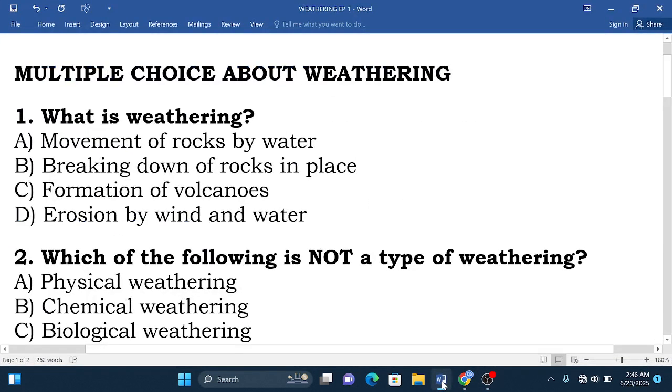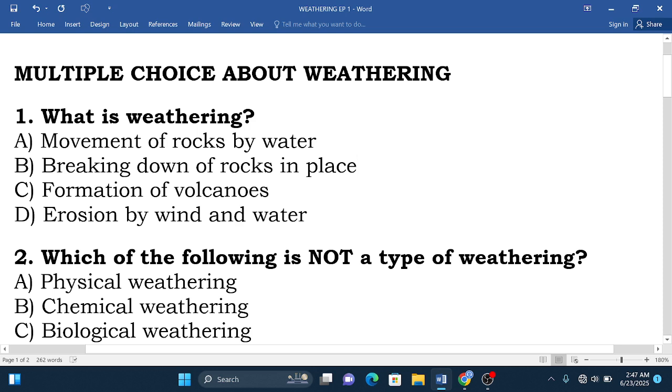I welcome you again to this episode of Physical Geography, where today I come up with new topics relating to weathering. Remember that we are talking about different multiple choice questions, but relating to different topics of geography. Let's start with question number 1.